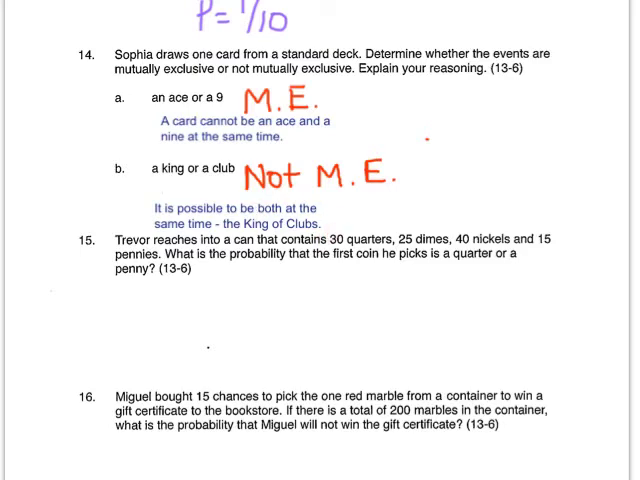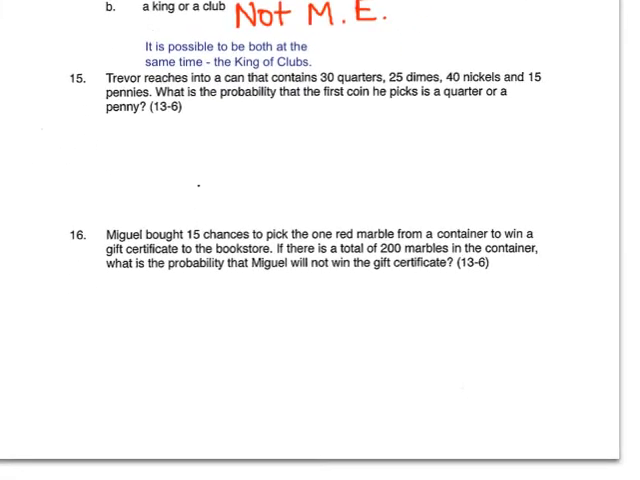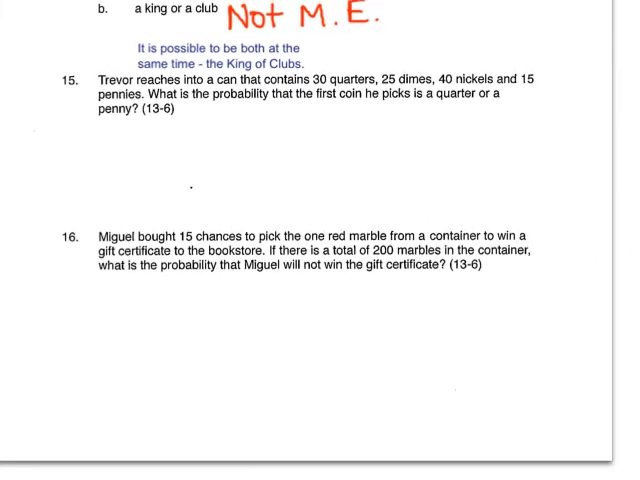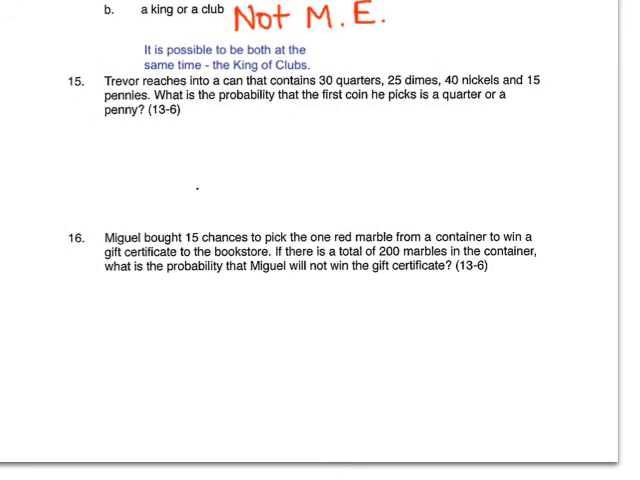Okay, number 15. Trevor reaches into a can that contains 30 quarters, 25 dimes, 40 nickels, and 15 pennies. What is the probability the first coin he picks is a quarter or a penny? Well, "or" right away tells me that I'm going to be doing addition. You have to add the two probabilities together, but you have to make sure there's no overlap that you need to subtract off later.